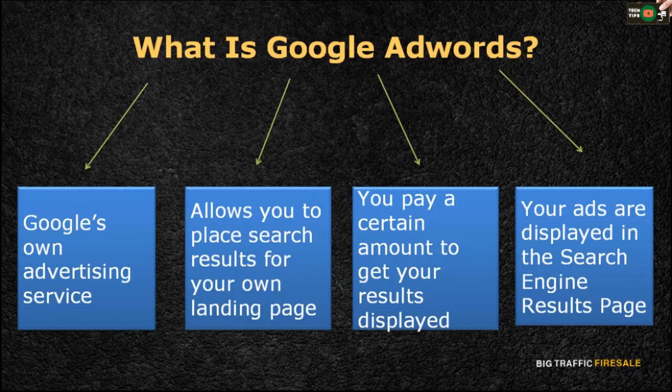So what is Google AdWords and how do you utilize it to generate traffic? Google AdWords is Google's own advertising service, which allows you to place search results for your own website or landing page. The search results for your product or service will appear on the search engine results page, the SERP, which you would have to pay a certain amount to get your results displayed. For some of you who are still new to the internet marketing scene, Google AdWords is one of the easiest and most practical ways to generate traffic to your landing page. Contrary to popular belief, the steps are actually quite simple and are not as pricey as some may perceive it to be.